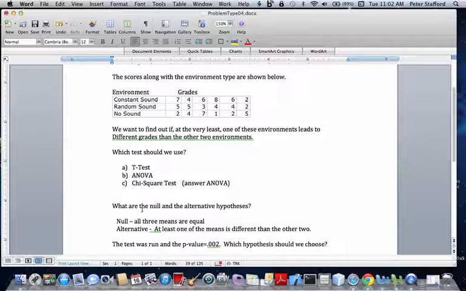Okay. Now what are the alternative and the null hypotheses? Well, the null is all three of these means, in this case we have three different means, are equal. The alternative is at least one of the means is different than the other two. Just at least one of them. We don't know which one when we run this test. All we're going to know is at least one of them is different.